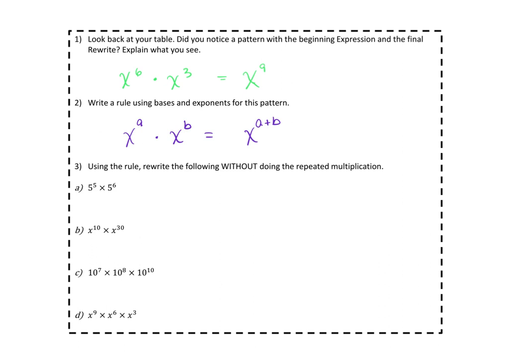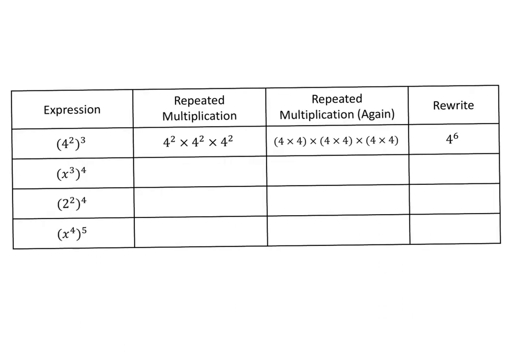So based on that, let's quickly go through these. If I have 5 to the 5th times 5 to the 6th, what am I going to get? 5 to the... There we go. All right, so you should see that we are just adding. As long as those bases are the same, you are just adding your exponents. Let's look at this one.